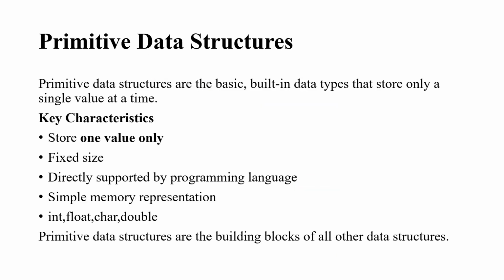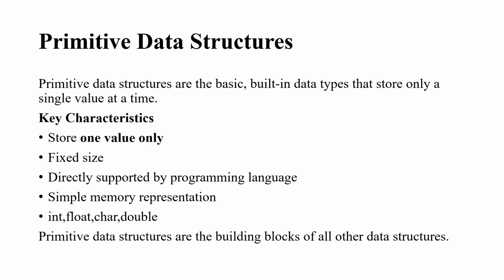As I said earlier, primitive data structures are basic, and these are built-in data types. Built-in means these are part of your programming language. When you take the C programming language, there will be some built-in data types. When you take Java, there will be some primitive data types. When you take some other language, there will be some other built-in data types. So usually primitive data structures will store only one value at a time.